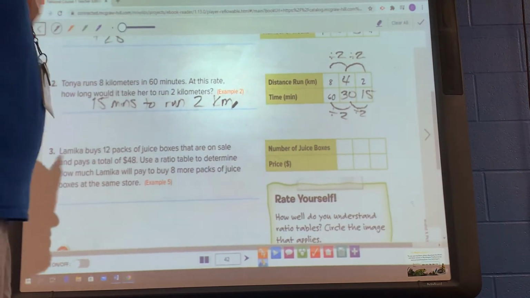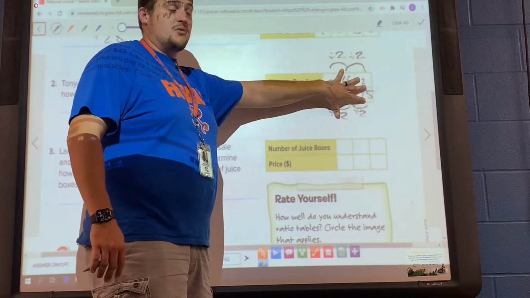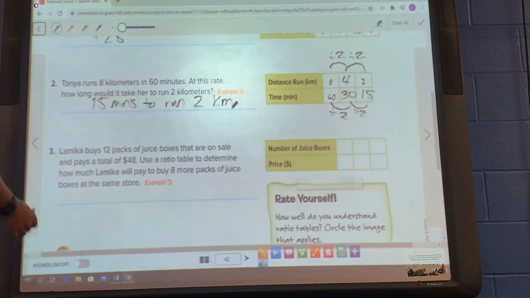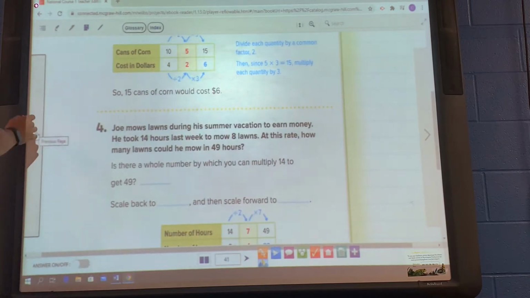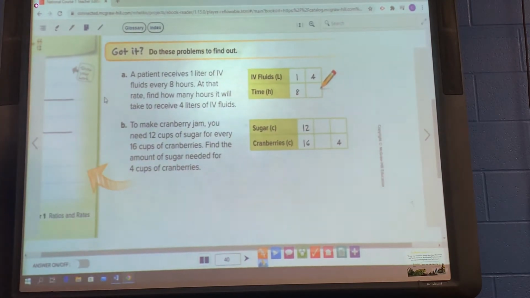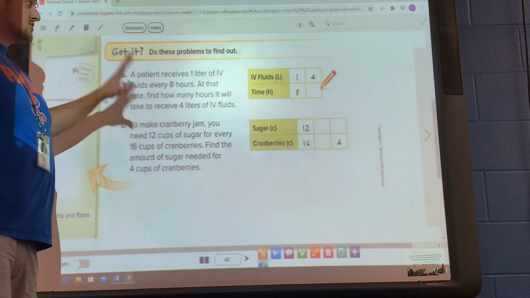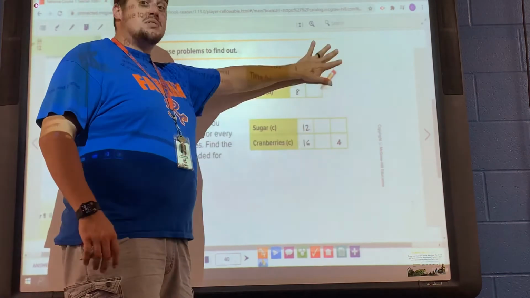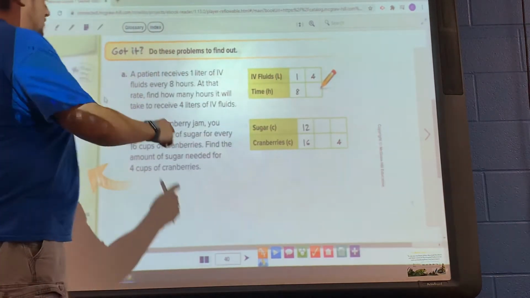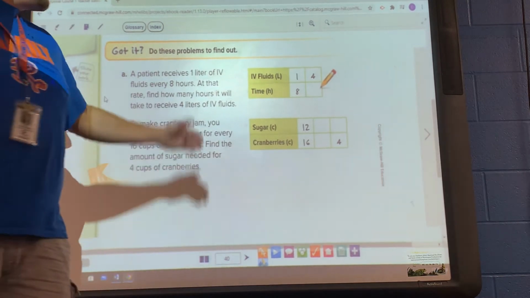So guys, all you're doing is trying to fill in this ratio table. That is the goal of the ratio tables. You're just trying to put the information in there so it makes it easier on you. So now I want you to go back to page 40, and I want you to do A and B. So you're filling out these ratio tables completely, and then solving it for whatever it's asking at the end. So go ahead and pause the video and do A and B.